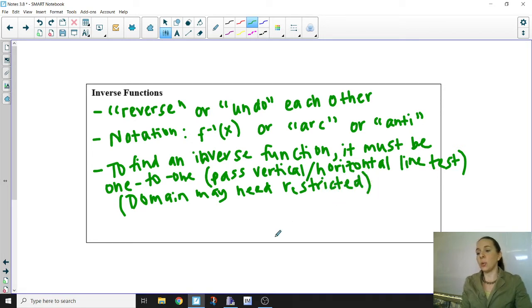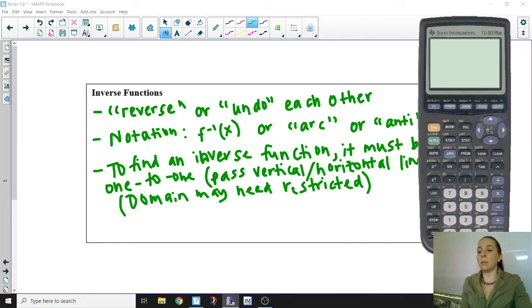Let me just show you what I mean by this with sine. If I look at sine of x, and I'm just going to do a zoom 7 trig viewing window, sine of x passes the vertical line test, of course. However, it does not pass the horizontal line test. If I were to draw a horizontal line through different parts of the graph, I could touch in more than one place. And so to get the inverse sine function, we restrict the domain to just a portion of the graph where we know it will pass the horizontal line test.